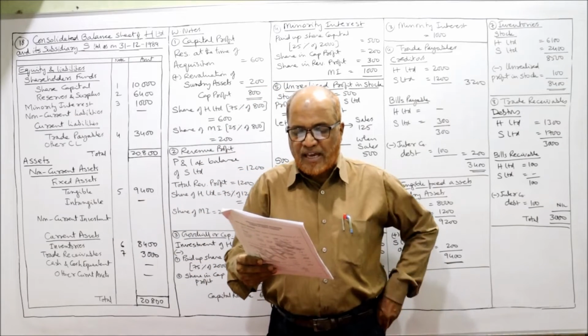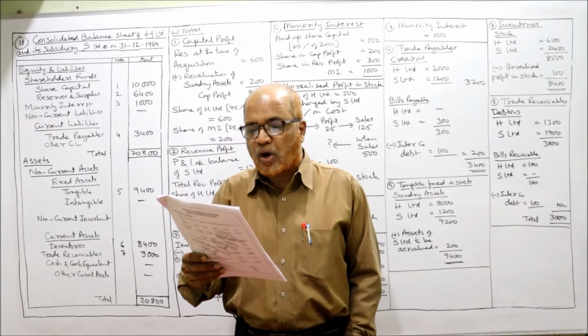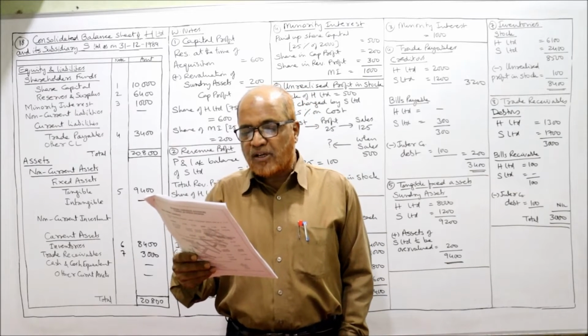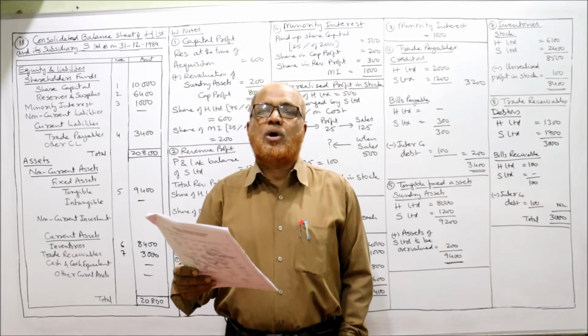Now the stock of H Limited includes 500 rupees bought from S Limited, intercompany stock, at a profit of 25% on cost.